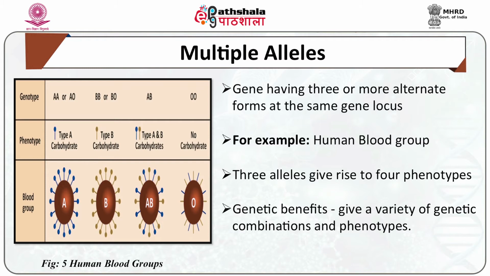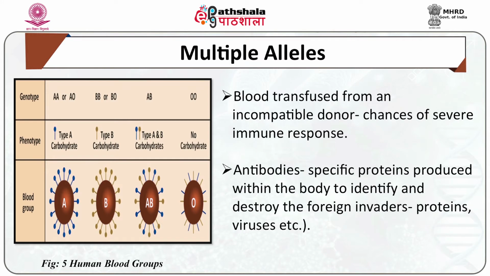Multiple alleles have a genetic benefit as they give a variety of genetic combinations and phenotypes. It is important to know our own blood group as it helps us to identify a suitable donor. If blood is transfused from an incompatible donor, there are chances of a severe immune response.